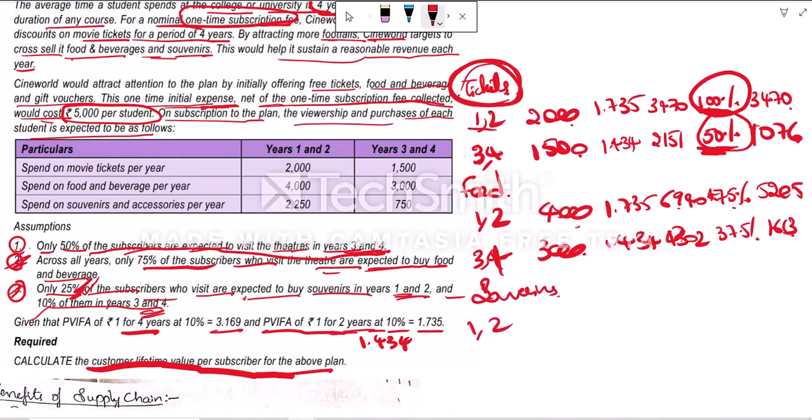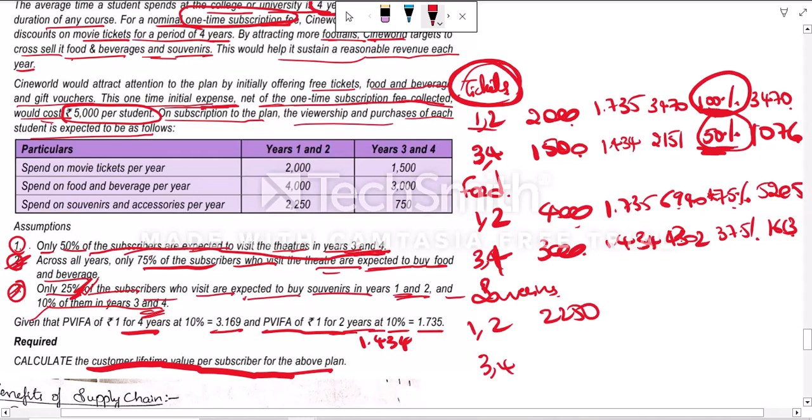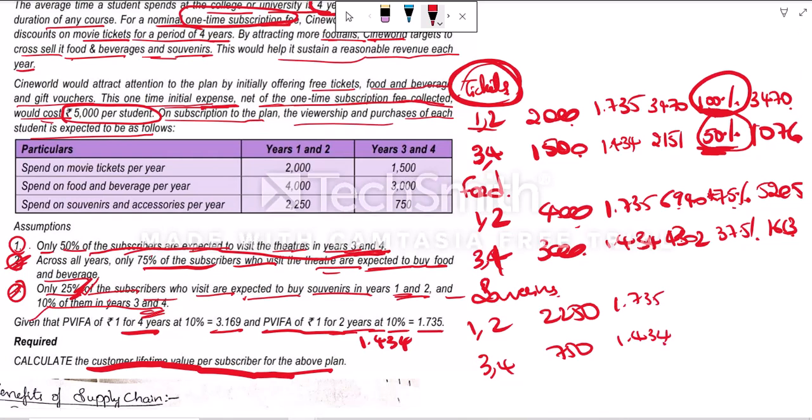In first and second year, how much? 2250, and third and fourth year 750, 1.735, 1.434. So 2250 into 1.735 will be 3904. In that 25%, in what 25?